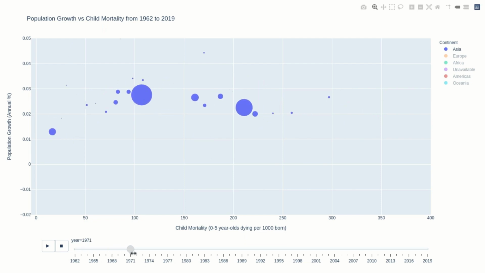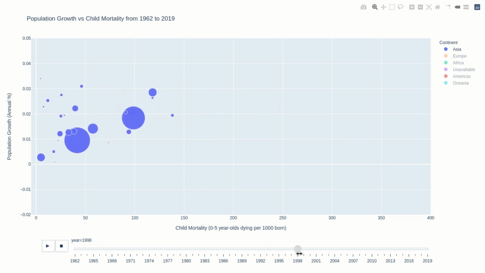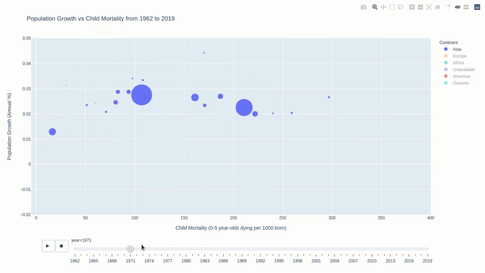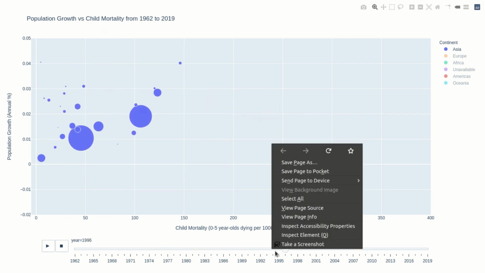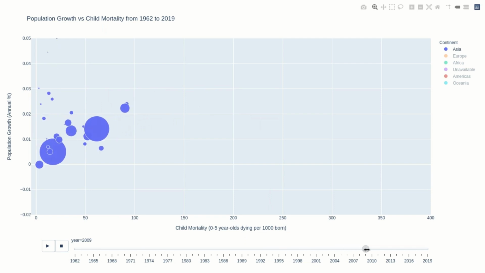And when I run it, as years progress, we see the countries coming closer together, and we also see the countries moving down, which means the population growth rate is also decreasing. So once the child mortality rate has decreased to a sufficiently low level, we can observe the population growth rate to be decreasing as well.